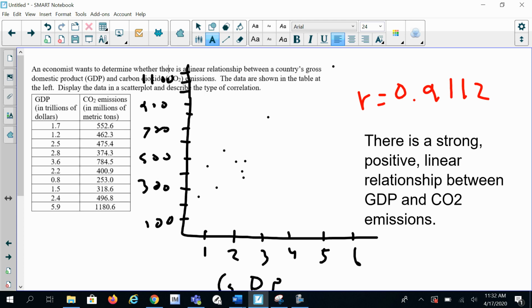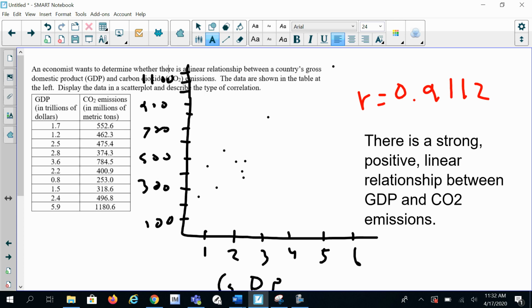That's it. So these are the two skills we're going to be working on this week. You need to be able to make scatter plots. In your assignment, you're going to be making a few scatter plots, and then I'm going to have you calculate the correlation and interpret that. So, strong positive linear relationship between GDP and CO2 emissions.